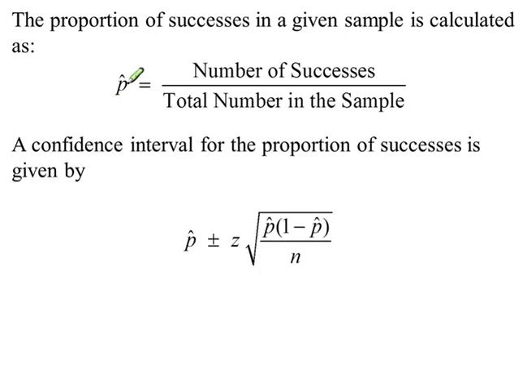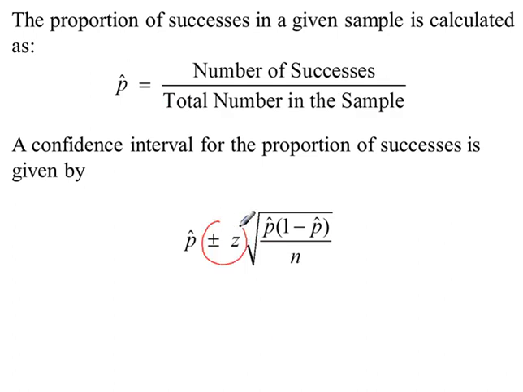The p hat value calculated then feeds into this formula. This formula is used to calculate the confidence interval. It's not given in the AQA formula book, it needs to be memorized. And the p hat value calculated there goes in these three places in the formula. N is the total number in the sample. That value goes there.